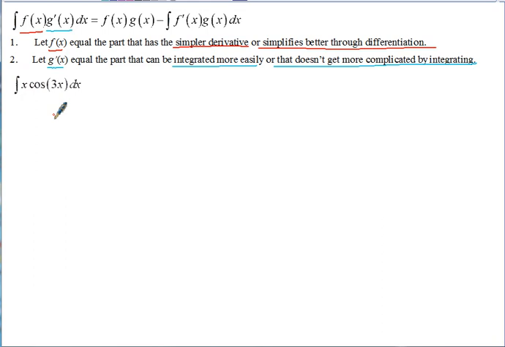The way to decide is, which one is going to get simpler if we take the derivative? That's going to be x rather than cosine of 3x. Cosine of 3x doesn't really get more complicated, but it doesn't get simpler either. So it's better to choose f of x to be x and g prime of x to be cosine of 3x.